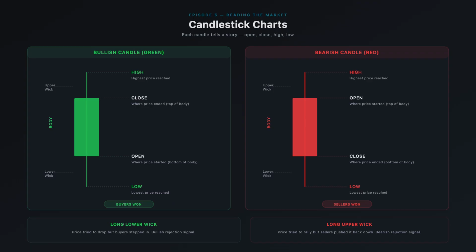Long wicks tell you something important too. A long upper wick means the price tried to go higher but got rejected. A long lower wick means the price tried to go lower but buyers stepped in. These are signals, and they show up everywhere on crude oil charts.